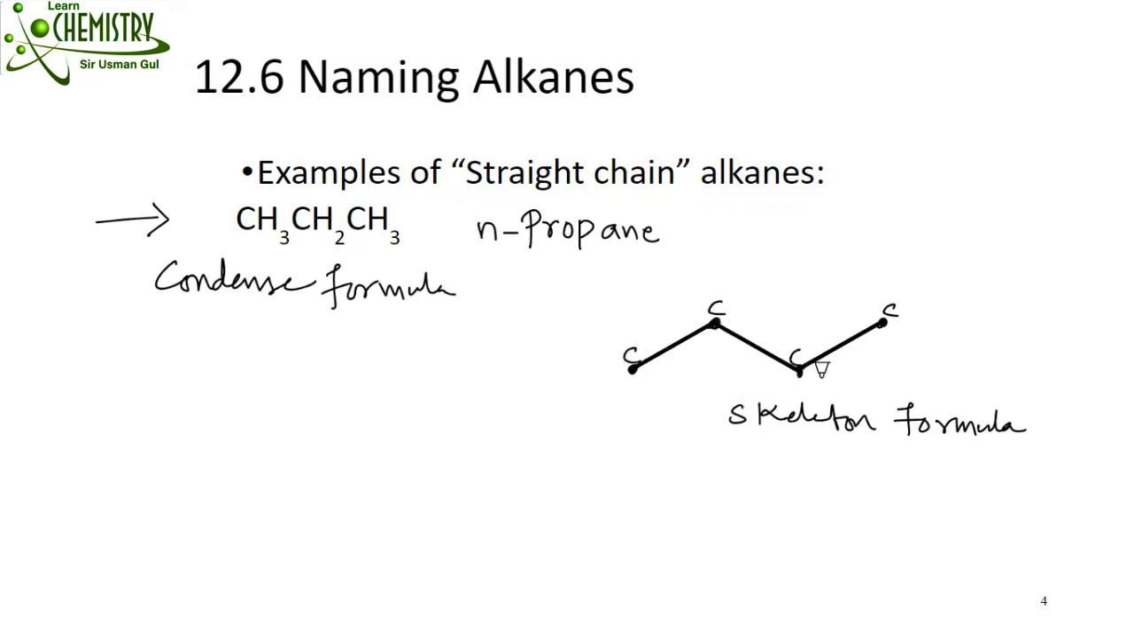How many carbons are there? There are four carbons. According to the four carbons, the parent name will be but, and the suffix ane, so butane. Sorry, it should be named n-butane because it doesn't have any branch. Moving forward to another example.